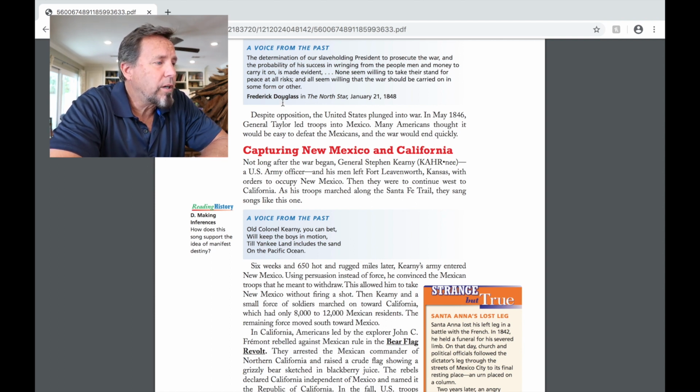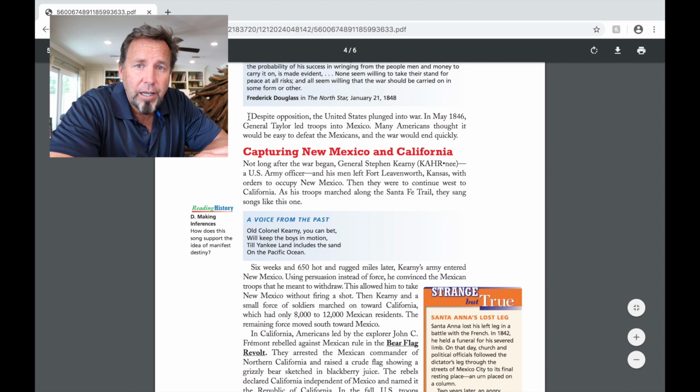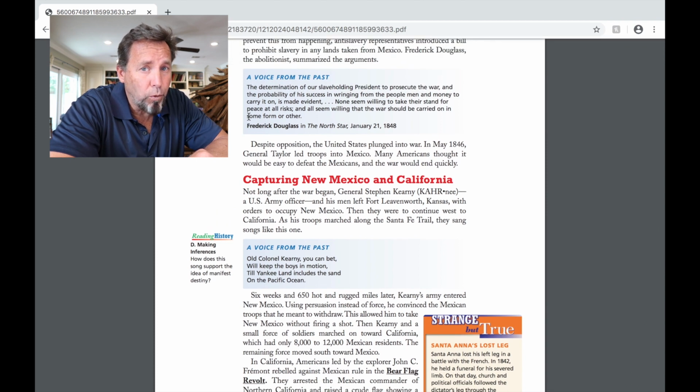And if you read that voice from the past, he says, "The determination of our slave-holding president," and it's true, Polk was a slave owner, "to prosecute the war and the probability of his success in wringing from the people men and money to carry it on is made evident. None seem willing to take their stand for peace at all risks, and all seem willing that the war should be carried on in some form or other." Kind of showing he was very suspicious if really this war was fought because American blood had been spilled on American soil, as Polk said in his message to Congress.